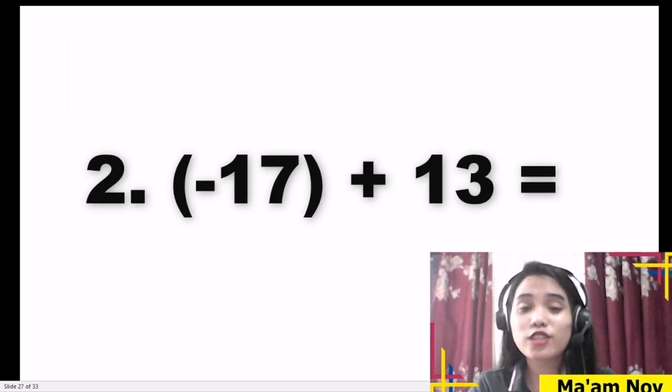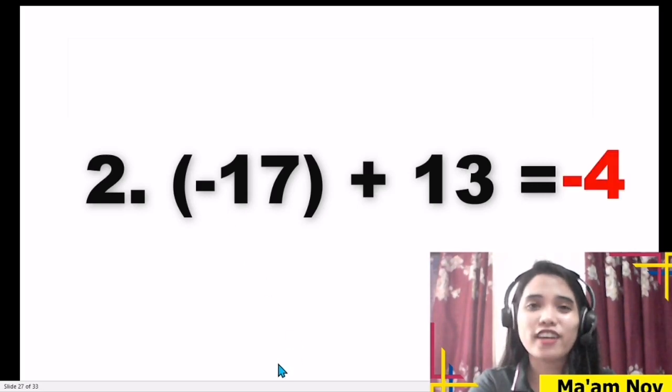Same sign, different signs. Different signs, so we will subtract. 17 minus 13 is 4 and we will use the sign of the bigger number. Saan bang bigger number dyan kapag naging absolute value? Si 17. So, anong sign niya? Negative. So, ang sagot is negative 4.